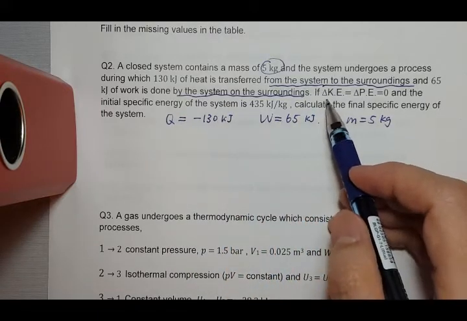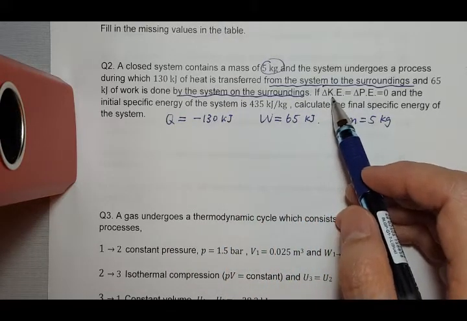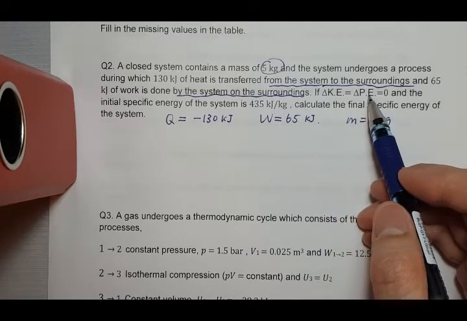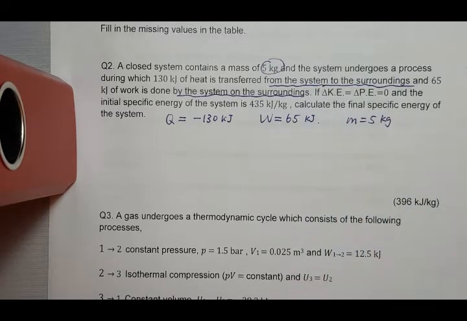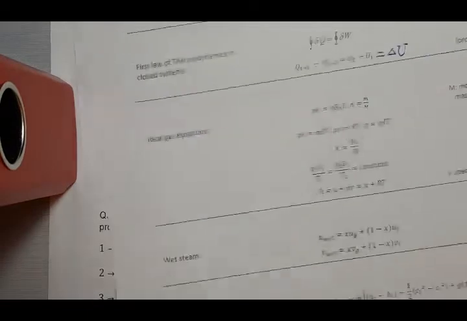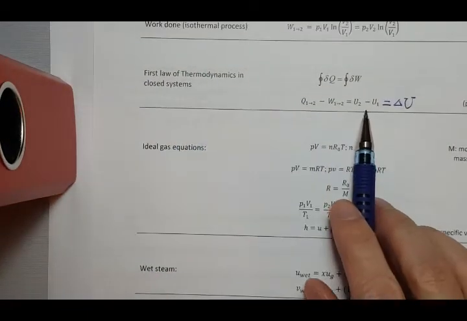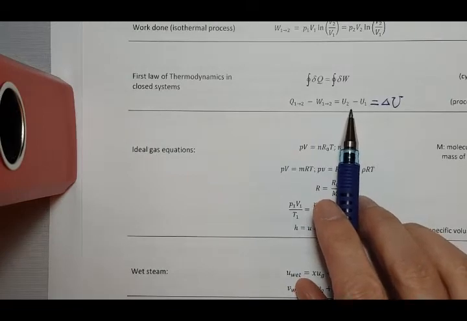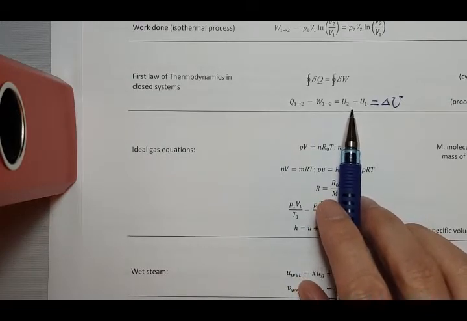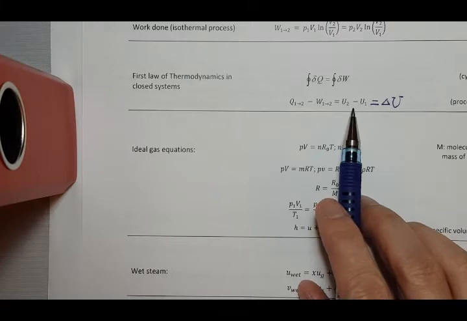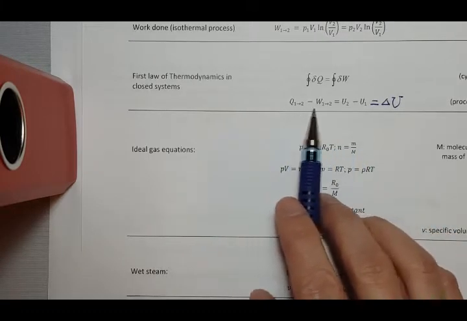So we can list all the information we extracted from the question. We can see that the change in the kinetic energy and also the potential energy is 0. This is why we're going to use the first law of thermodynamics, this equation here, because this is a change in U, not a change in E. That's because we already neglected the change in the potential energy and also the kinetic energy. So we're going to use this equation.